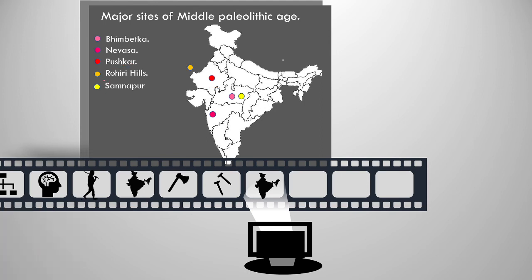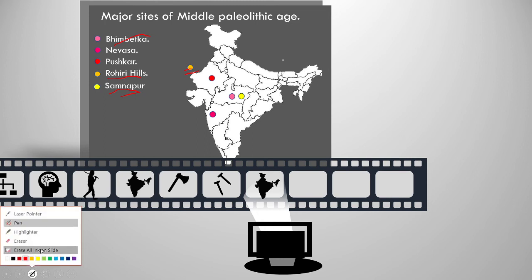Now is Rohiri Hills. Rohiri Hills is there in the western or Sindh region. The Sindh region comes in the Pakistan area. So Rohiri Hills is there in Pakistan in the Sindh region. Next is Samnapur. Samnapur is a little distance from Bhimbetka, but they are located in the same state, that is Madhya Pradesh.